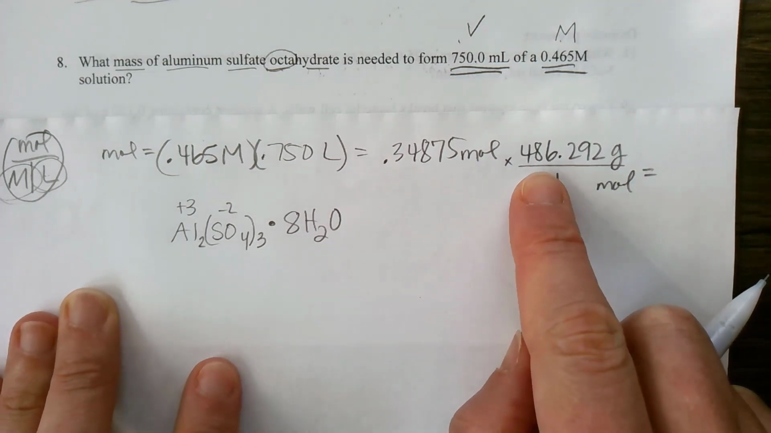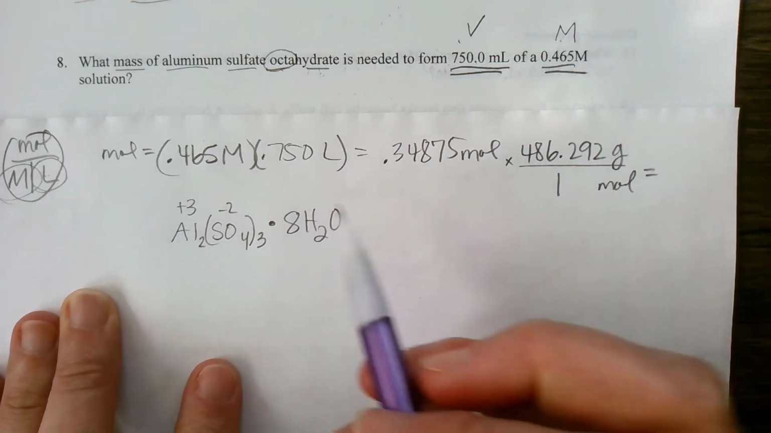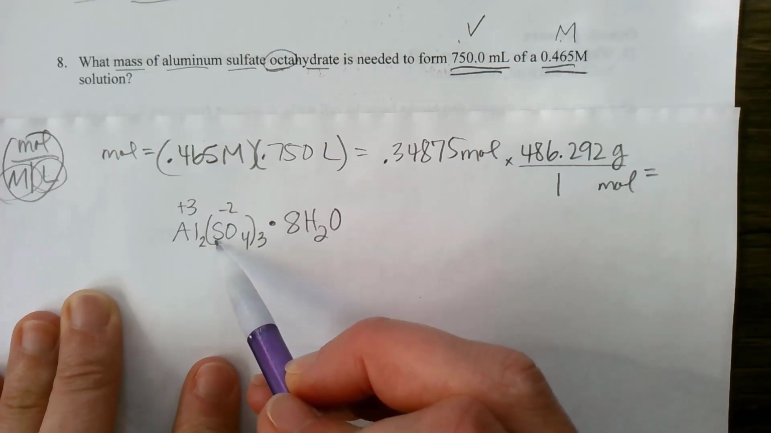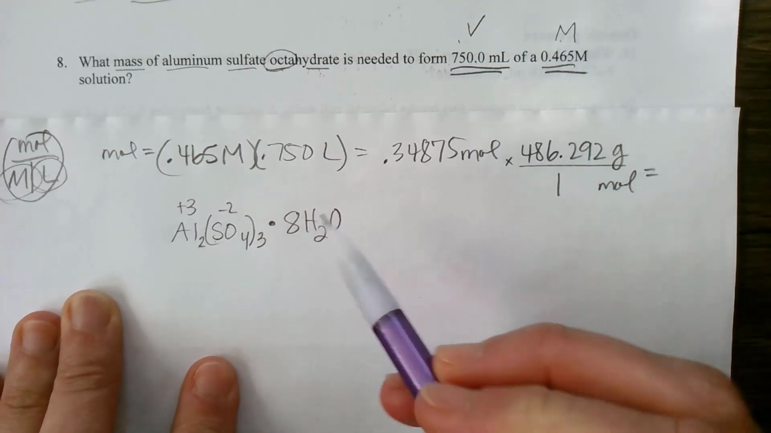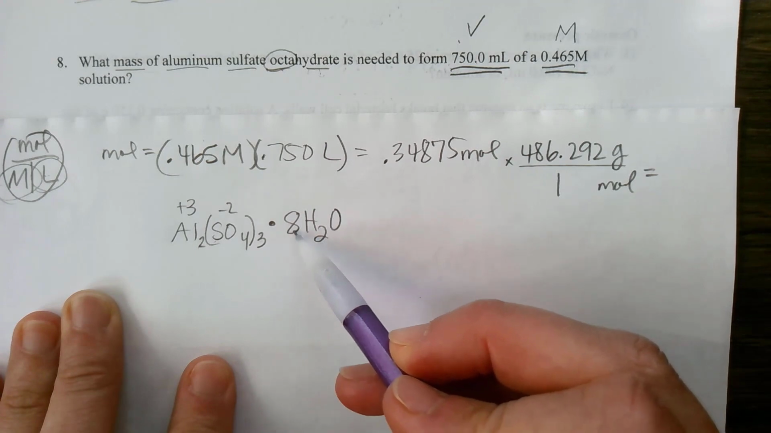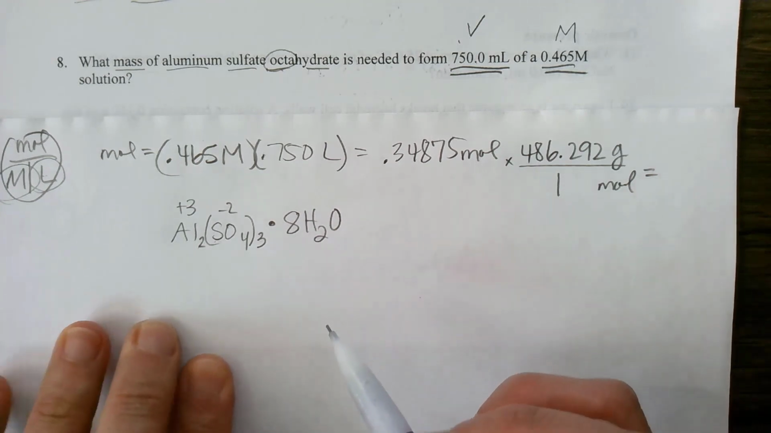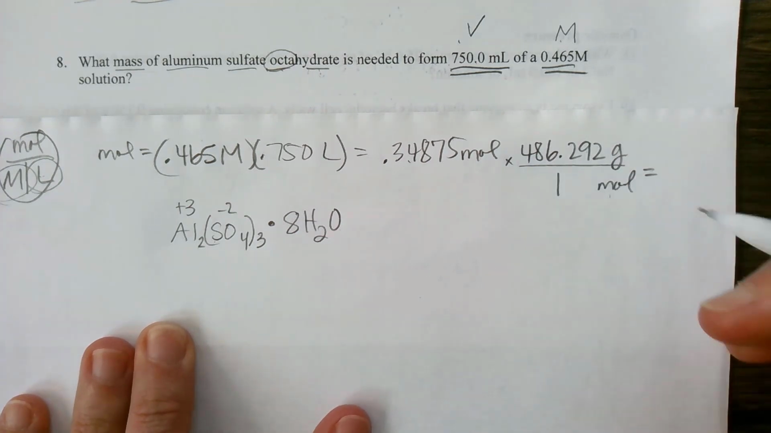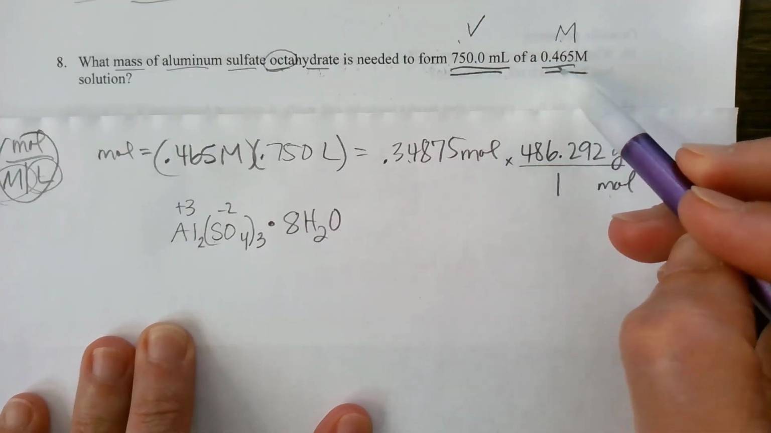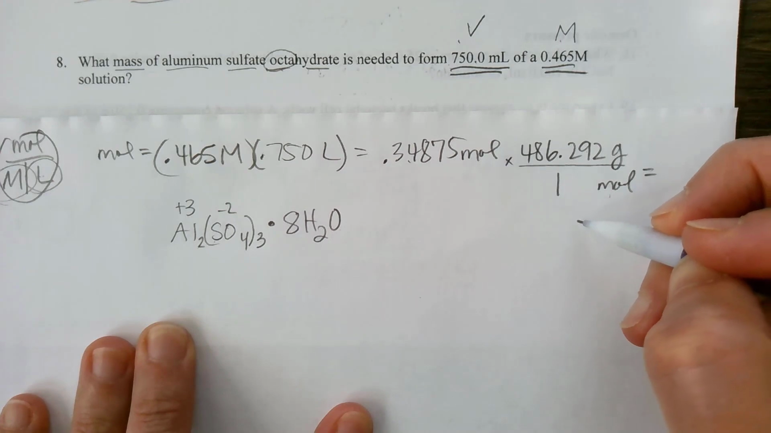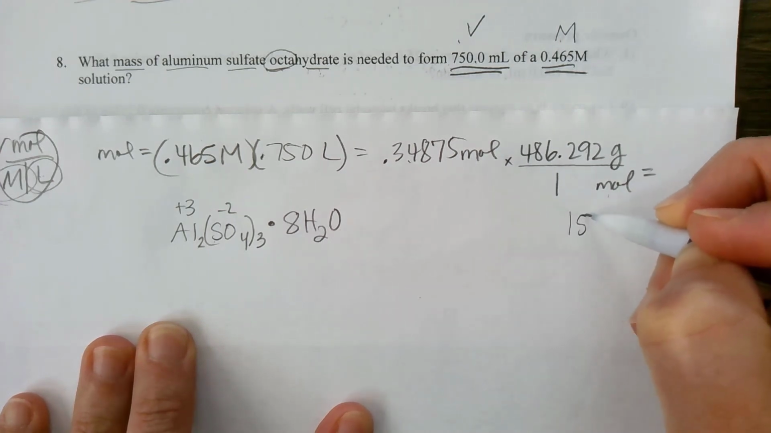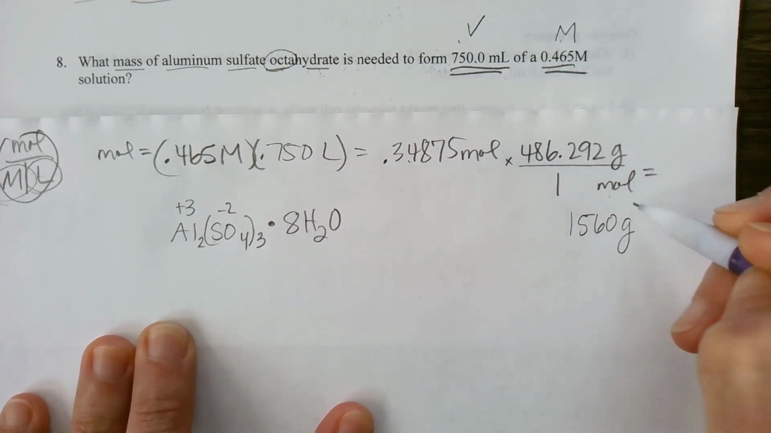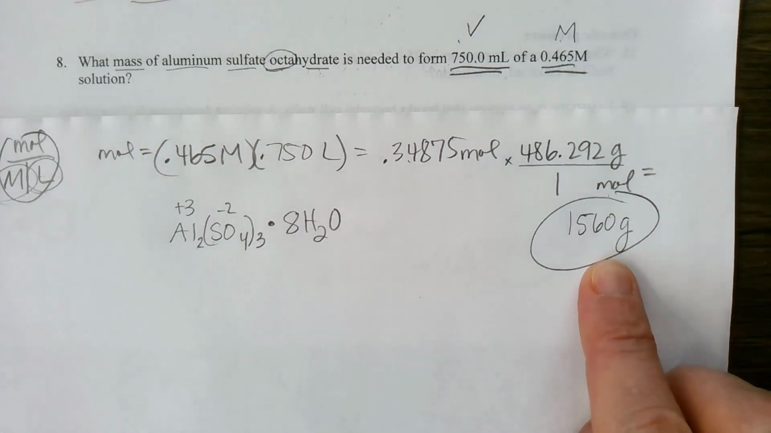I got 486.292. That would be 2 aluminums, 3 sulfurs, 12 oxygens, 16 H's, and then 8 more O's. So we're going to take our moles to grams, and we should get, with 3 significant figures, 1,560 grams of the aluminum sulfate octahydrate.